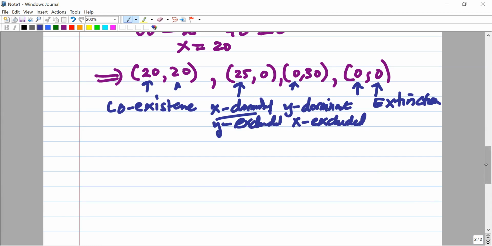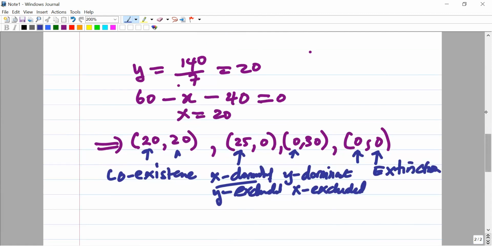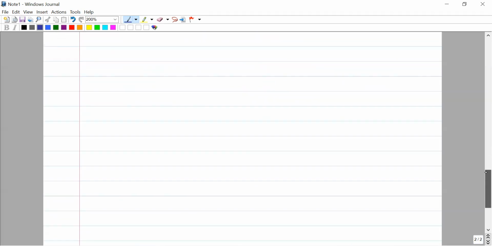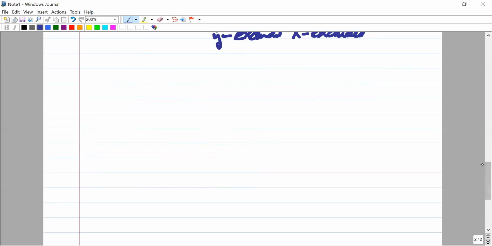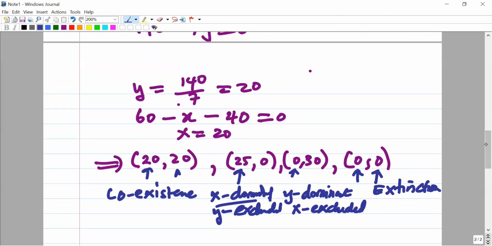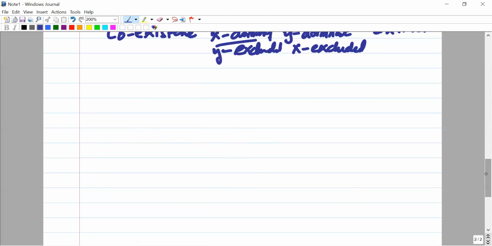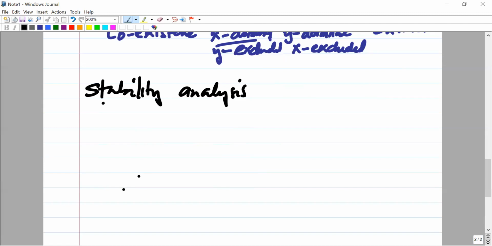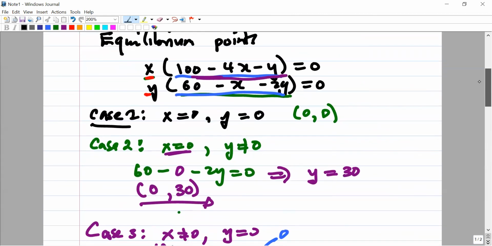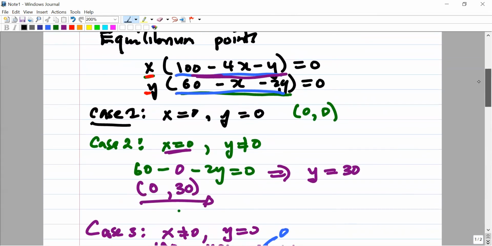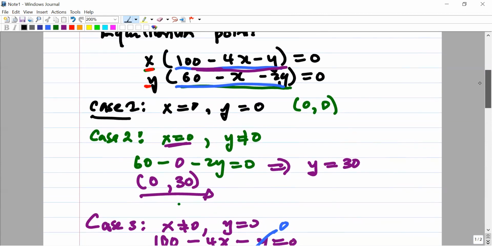Now, the question was to determine the outcome. So we then want to check which of these is stable, and under what conditions. So we now want to find the Jacobian. The stability analysis will determine the outcome. So we have to find the Jacobian. We now know how to find the Jacobian.